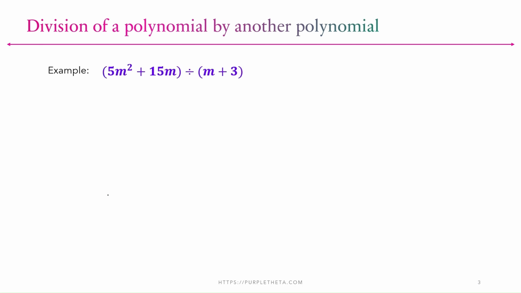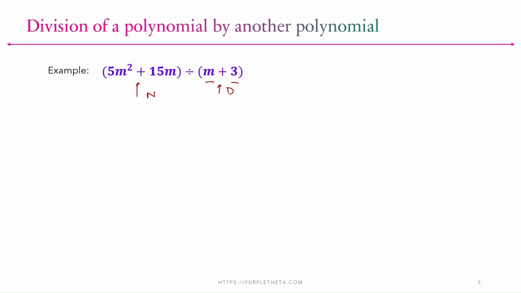Let us divide 5m square plus 15m by m plus 3. Here 5m square plus 15m is the numerator and m plus 3 is the denominator, right? Since the denominator has two terms, that is m and 3, we cannot directly divide each term separately, right? So we try to factorize the numerator and look for common factors.